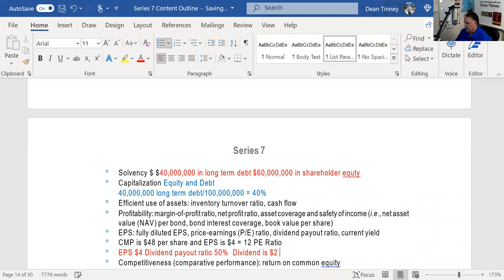I just made that up. Now, the way you would get that on the test is the dividend payout ratio. You would take the dividend of $2, divide by $4, and you tell me the dividend payout ratio is 50%.